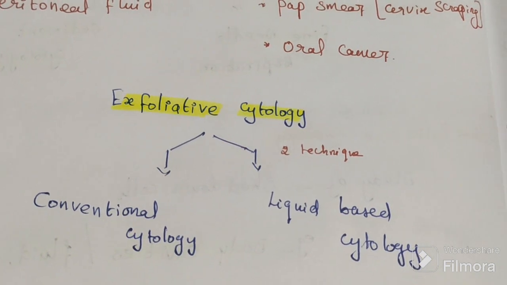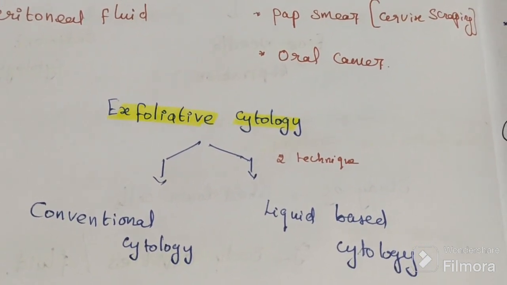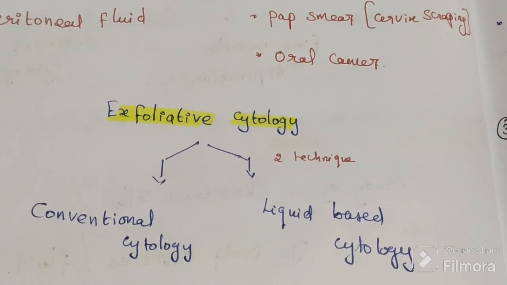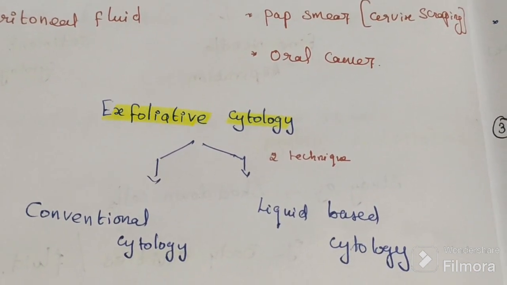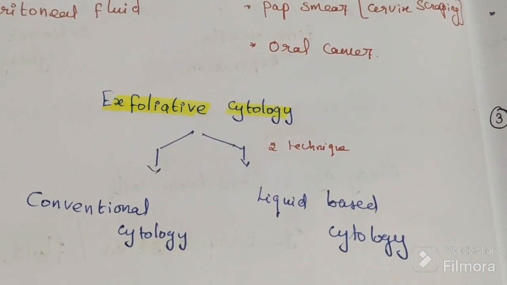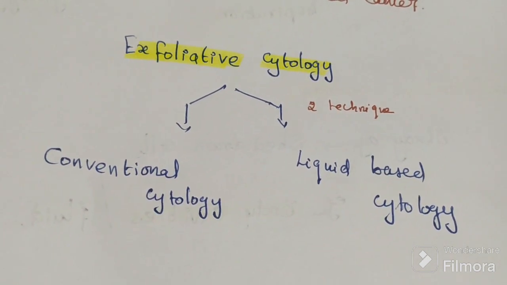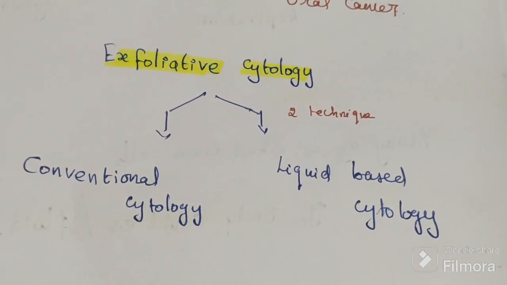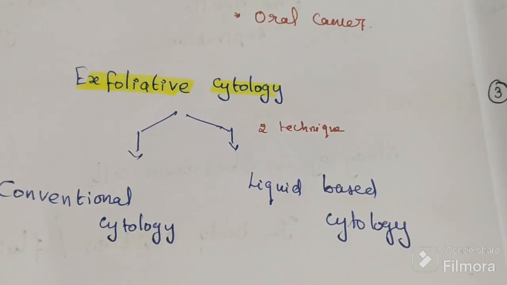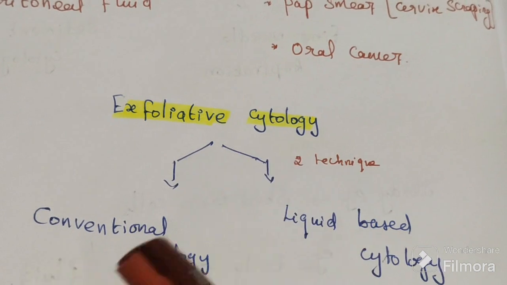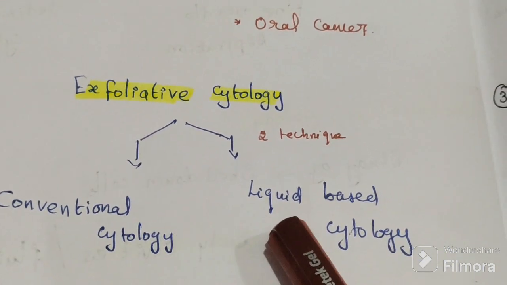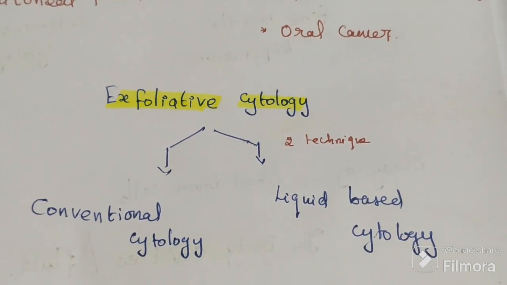In exfoliative cytology, there are two main techniques used. One is conventional cytology, and the second technique is liquid based cytology. So in exfoliative cytology, we can use two techniques: conventional and liquid based.